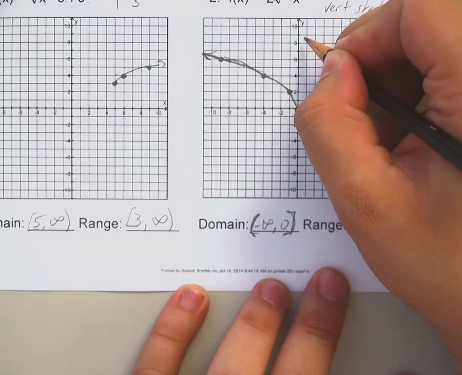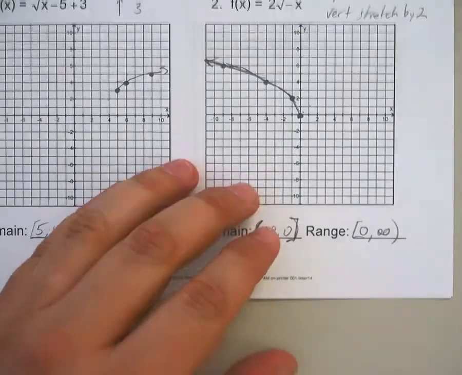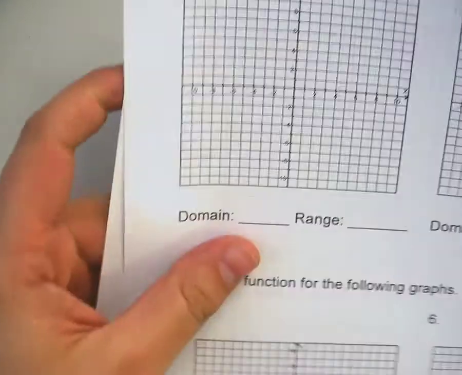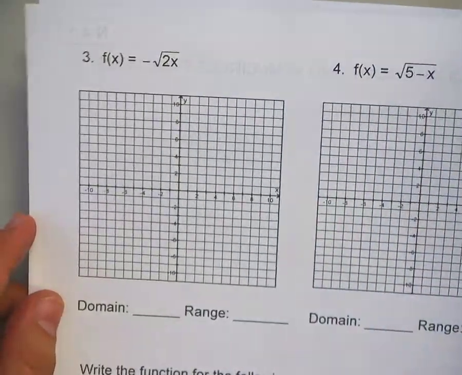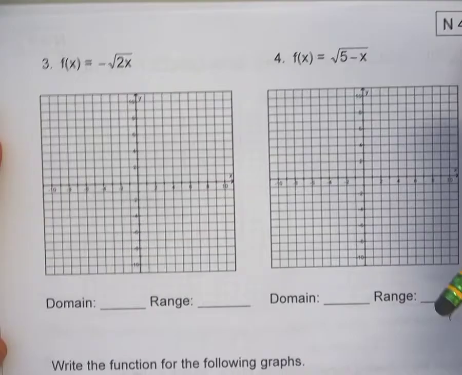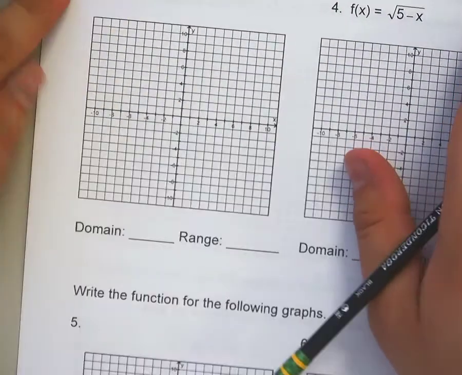0 to positive infinity on my y's. All right. So again, just a little exercise on graphing square root functions. But remember, the rules apply to square roots the same that they apply to parentheses back in our last unit. So we're going to build off of what we did on the last unit.